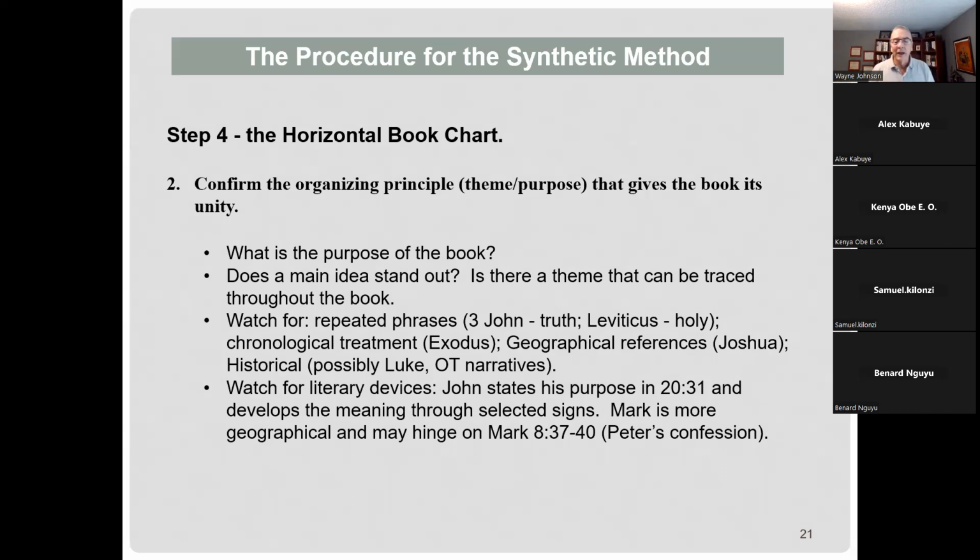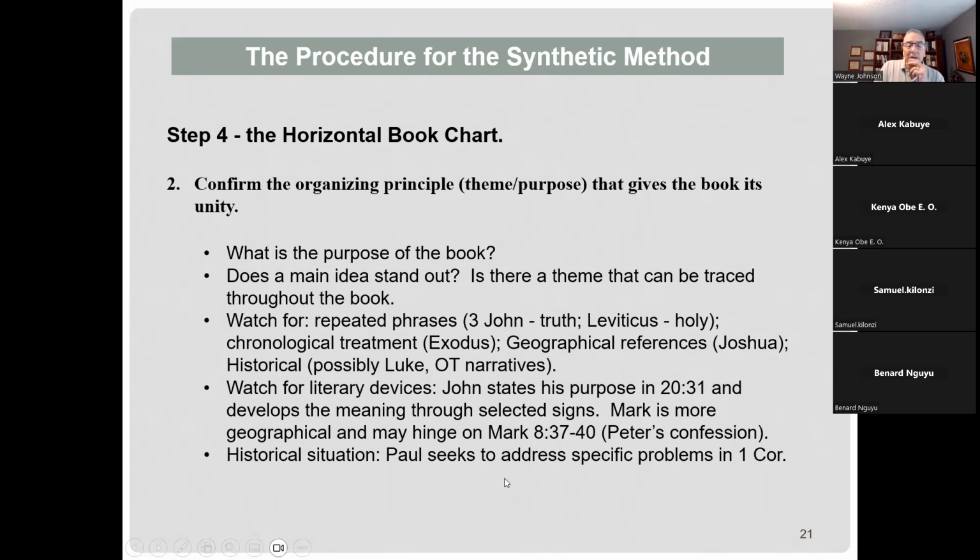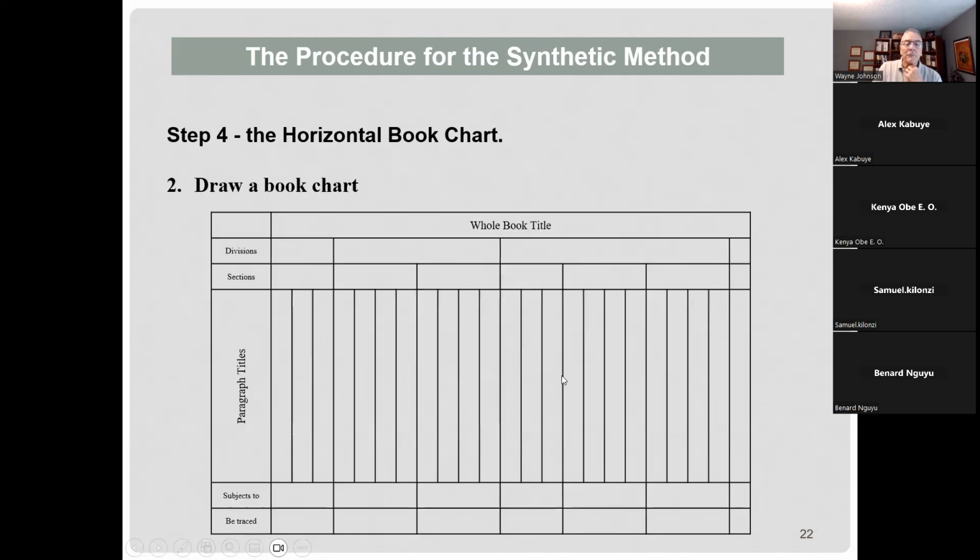So it's very likely that Mark is building the material to the point where the disciples recognize Jesus as God's Son, although it wasn't a perfect understanding yet. But from that point, now they are being prepared for his death and resurrection. So again, sometimes you can make that yourself. You'd probably have to study that quite long, but others can help. Historical situations, like the book of 1 Corinthians, Paul is addressing a number of problems in that church. So those are different things that you can utilize just to try to organize, and every book's going to be different.